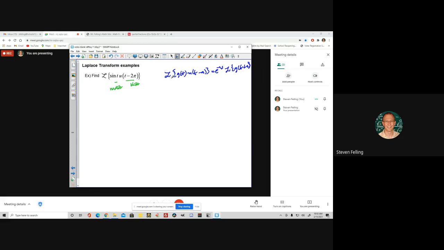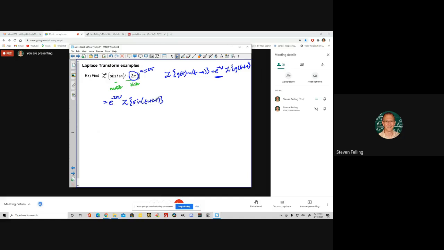So what we could say is that this is equivalent to saying we're going to have this over here. The shift a appears to be 2 pi. So this is going to be equal to e to the minus 2 pi s, right? There's this part. But then we have to take the Laplace transform of this same function sine, except shifted plus 2 pi. So t plus 2 pi. So I'll have to take the Laplace transform of this sine.